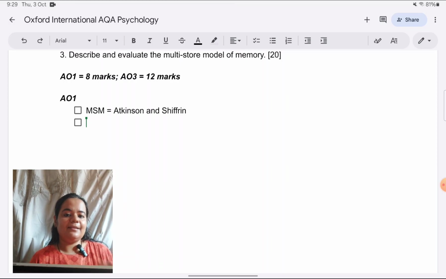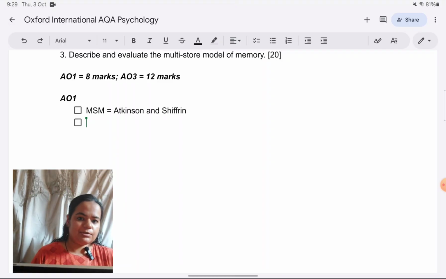Many students directly get into the components. So this is short term, long term, sensory memory. But in my opinion, before that, writing something in general about the MSM, its purpose, why it was designed, is better. It leads into the components. Then we can discuss the components.